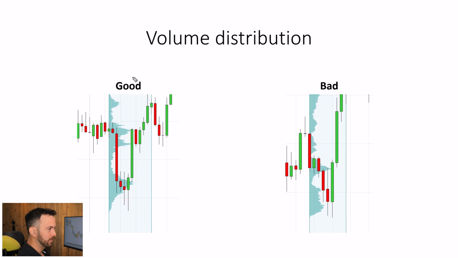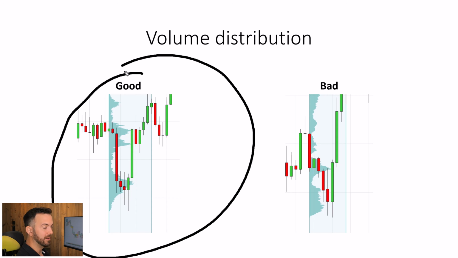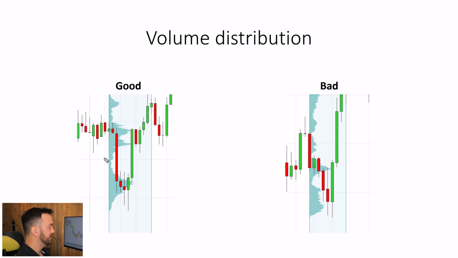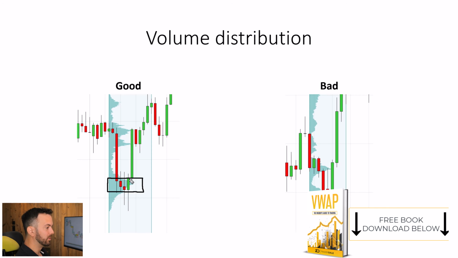So let me show you. This is a good scenario, how it should look like, right? So we have a rejection, and within that rejection, you want to see a strong volume cluster, a heavy volume zone, easily visible. It should be super clear where the buyers started to jump in and where they placed most of their volumes before pushing the price upwards, right? So you need a clear volume cluster like this one.